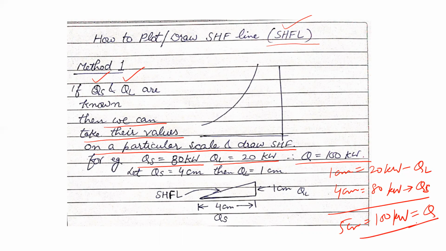Now we can plot a 4 centimeter length, which represents the sensible heat, and a 1 centimeter length as the latent heat. First of all, we draw this line, and at the end of this line we draw the perpendicular line, and we join this point to this point, and this is the sensible heat factor line. This is how it is drawn, by knowing the sensible heat as well as the latent heat.